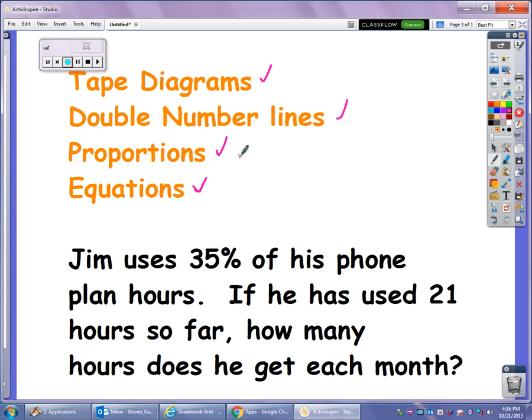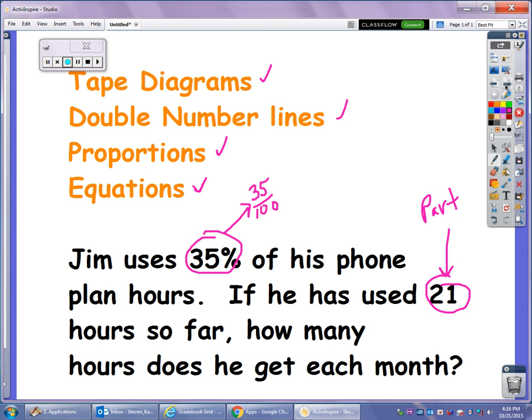No matter which method I'm using, I want to notice that I have the percent, and a percent is always out of 100. So 35 out of 100 is 35%. You could reduce this, but I'm going to leave it for now as 35 out of 100. Then we have to figure out, is the 21 hours the part or the whole? I know it's the part because the whole would be a bigger number. It's how many hours he gets each month. So 21 is only a small number out of the total number he gets each month.